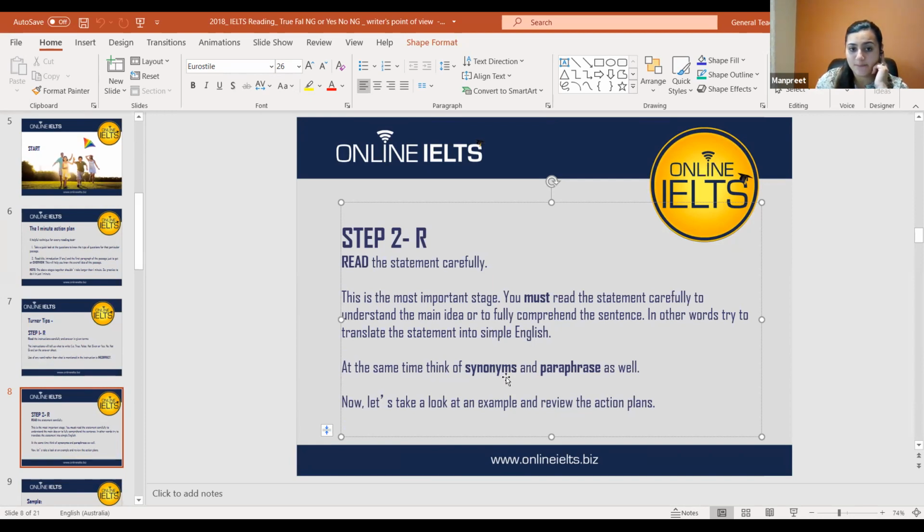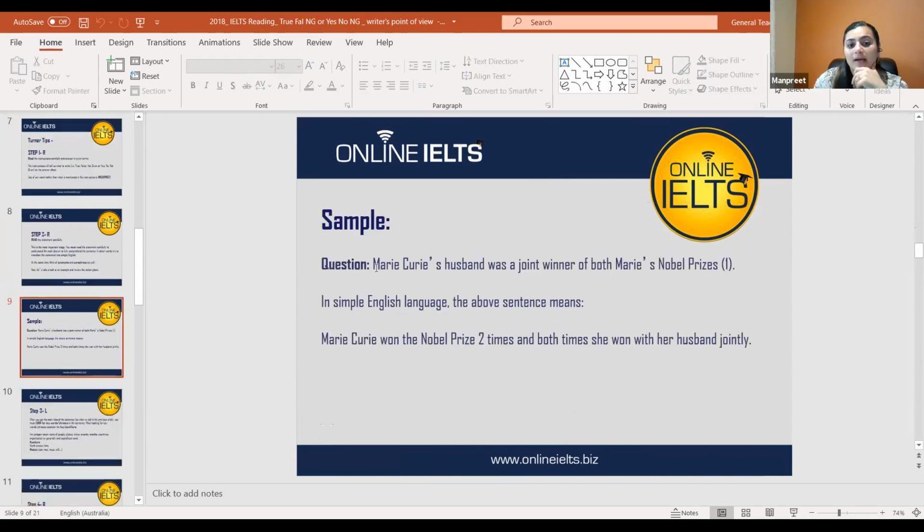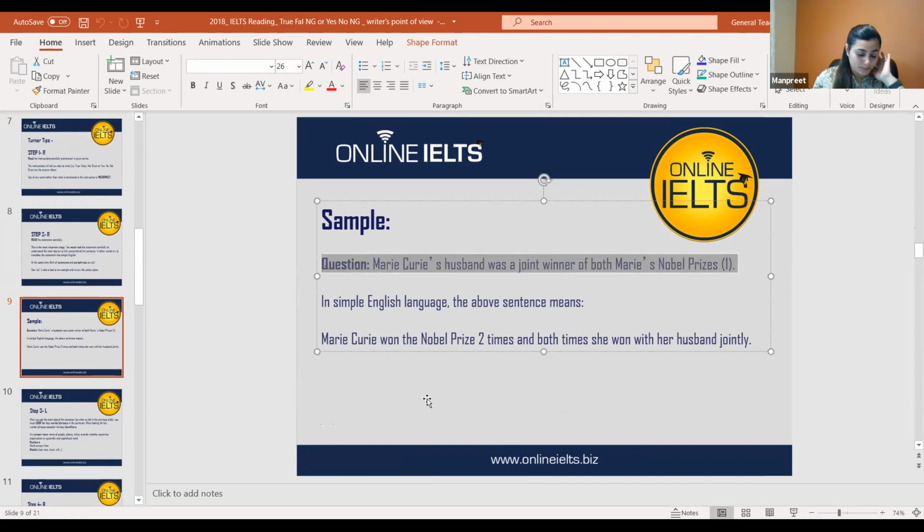Now, there's an example given here. So the question is, Ma, can you read the question for me? Yes. Question: Marie Curie's husband was a joint winner of both Marie's Nobel Prizes. In simple English language, the above sentence means Marie Curie won the Nobel Prize 2 times, and both times she won with her husband jointly.